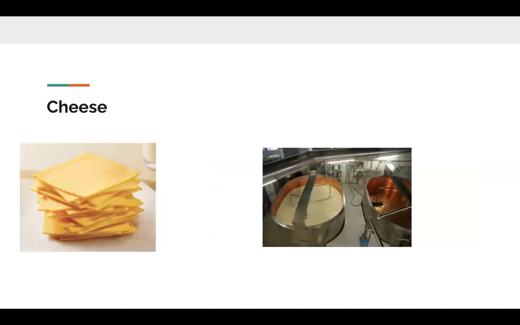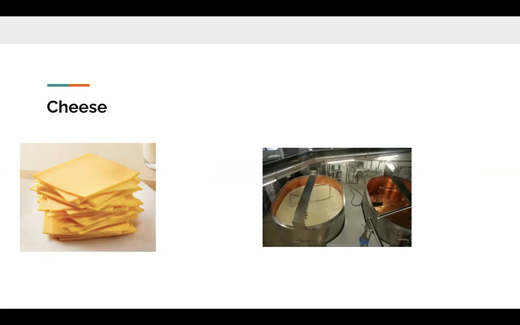To make cheese, the milk is coagulated using an acid or an enzyme called rennet. Coagulation causes the milk to separate into curds. The curds are then cut and drained, which removes the liquid whey and results in a solid cheese curd.